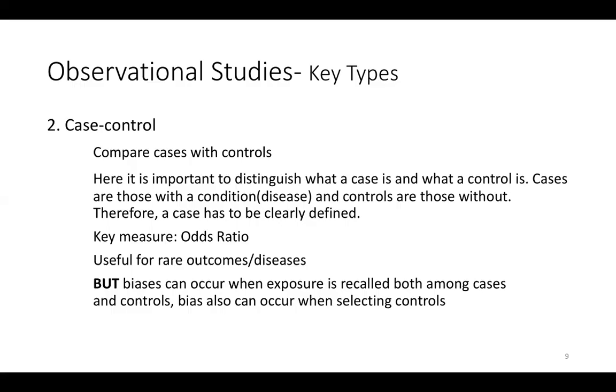It is useful for rare outcomes and diseases. But biases can occur when exposure is recalled among both cases and controls. Bias can also occur when selecting controls.